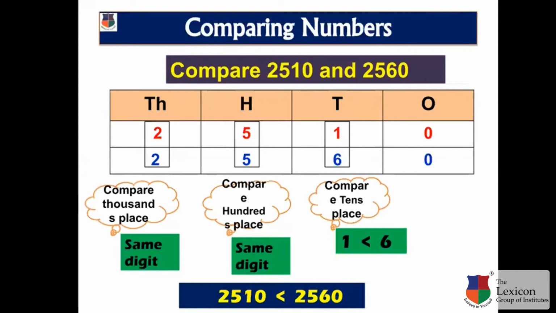So do not get afraid or confused when you see numbers with the same digits or similar numbers for comparison. When such numbers are there, you need to arrange them in a place value chart and then, one by one, compare their places.